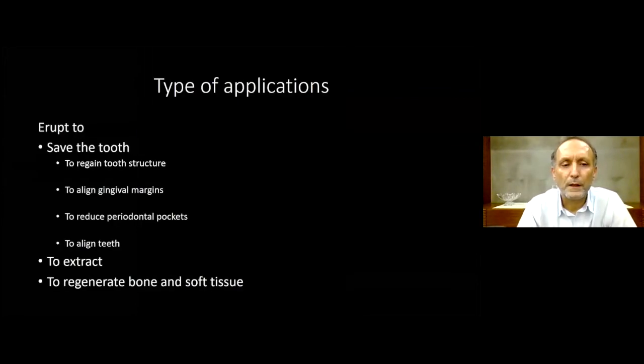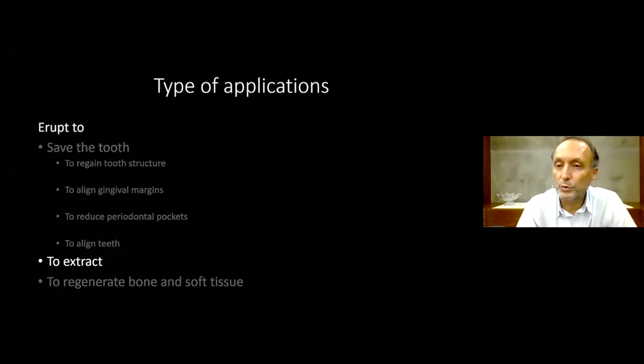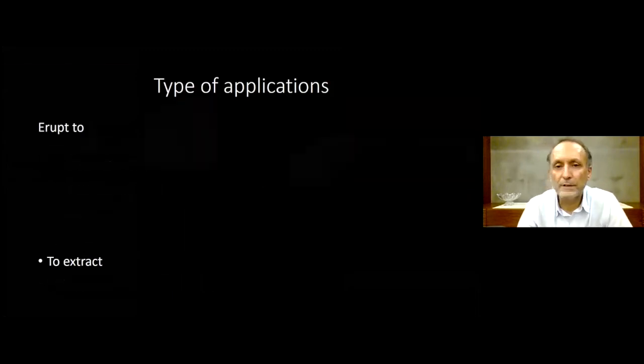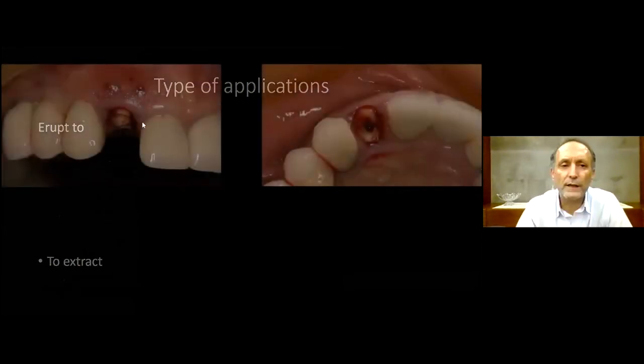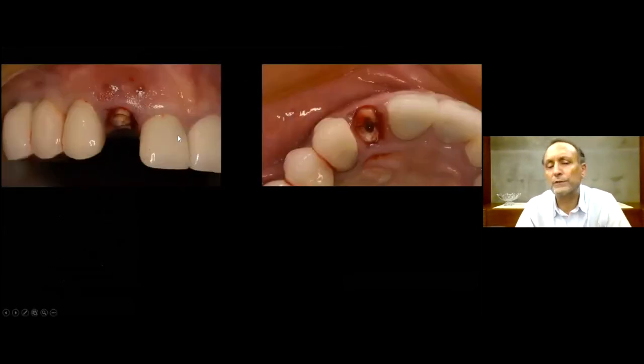So what can we do more? We can erupt to extract. Erupting to extract, this is the situation of a lateral incisor on a full mouth restoration. As you can see, we have two implants on the premolars. We have a canine, natural tooth, and central incisors, natural teeth.